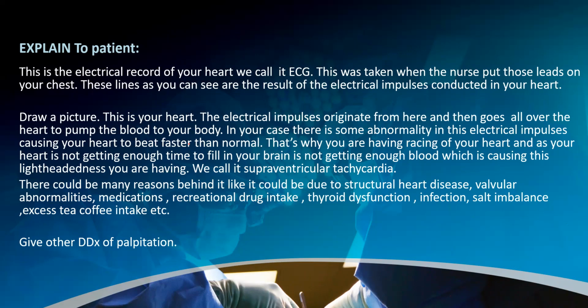So remember, the nurse put some cord on your chest today and did a test. The test is known as ECG, which records the electrical impulse in our heart. Let me draw a picture of the heart and discuss it in detail. So this is our heart, the electrical impulse. So you can just draw quickly. So this is our heart. The electrical impulse originates from here and then goes all over the heart to pump blood to your body.